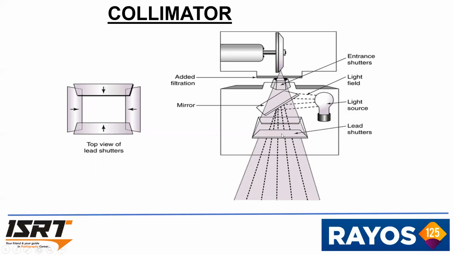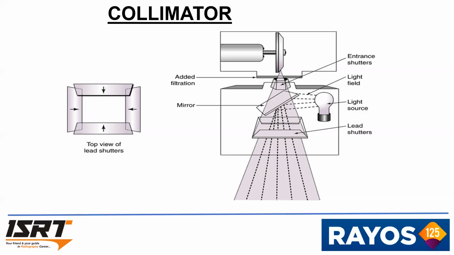The X-ray field is illuminated by a light beam from the bulb in the collimator. This is the collimator bulb. The light beam is deflected by a mirror along the path of the X-ray beam at an angle of 45 degrees. Here you can see the mirror is kept at 45 degrees along the path of the X-ray beam. The X-ray target and the light bulb are exactly at the same distance from the center of the mirror.